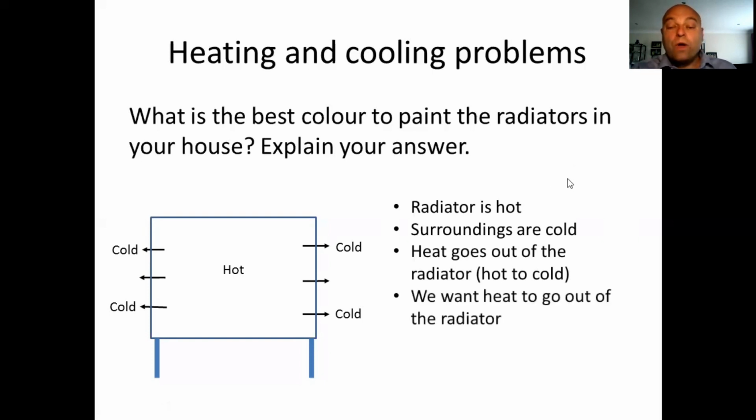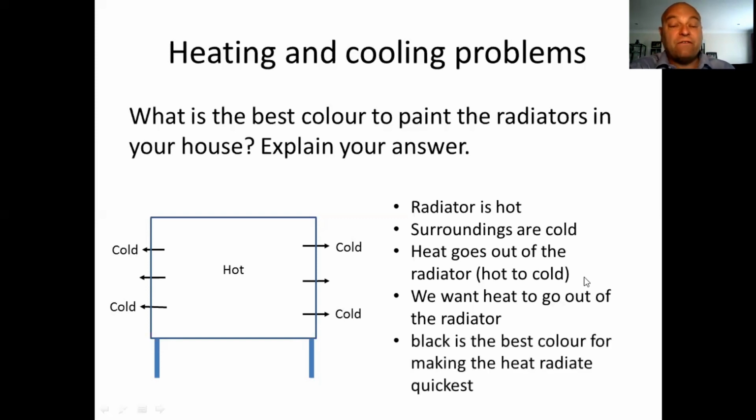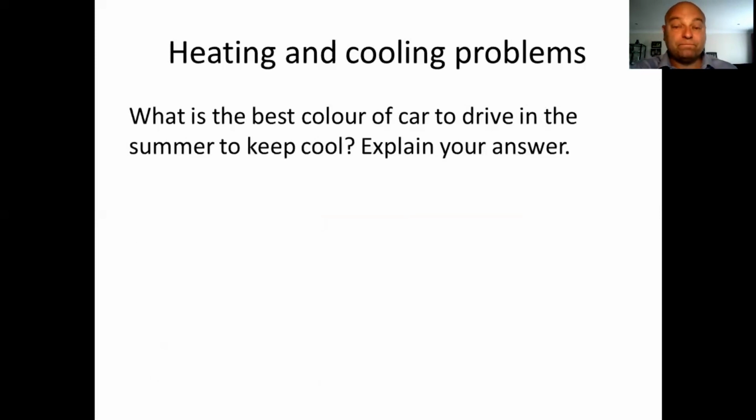Now, we actually want the heat to go out of the radiator. The whole point of a radiator is for heat energy to go from the radiator to the cold room, because then the cold room gets warmer. Of course, if you've got a radiator, you've got a pump which is pumping hot water around. So that cold water in the radiator is soon replaced by fresh hot water again. So we do actually want the heat to go out of the radiator, and the best colour for heat to leave an object would be black. So the best colour for your radiator is black. You got that right? Well done.